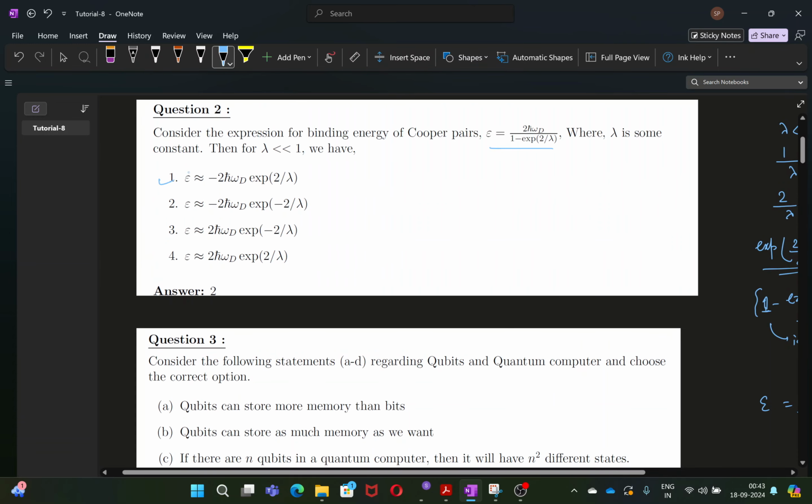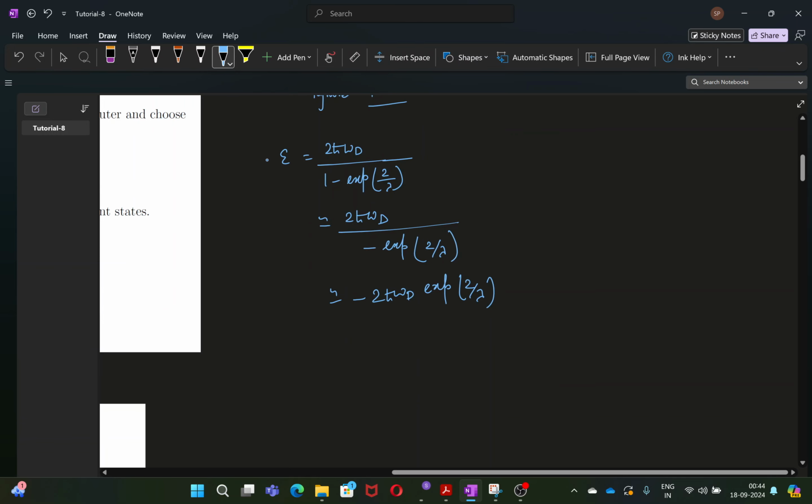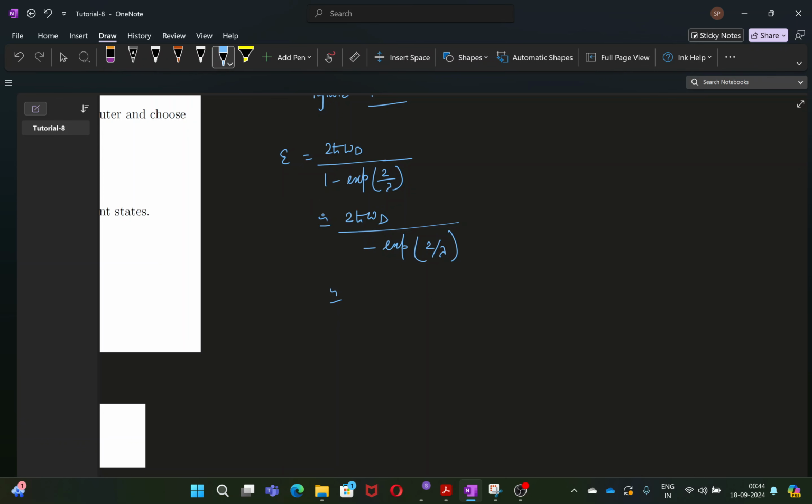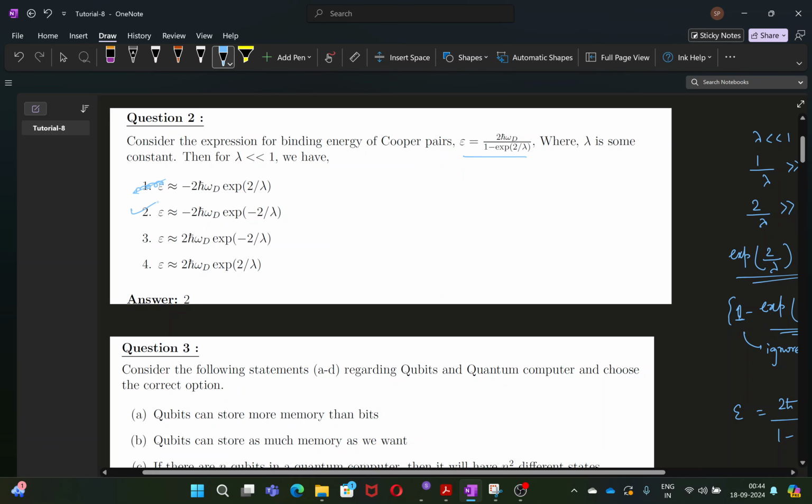So I think this is, oh sorry, this is not the right option, because this has no minus sign, but in this case there will be a minus sign. Sorry, I have also missed it here. So this is just minus 2 squared omega d to the power of minus 2 by lambda. So the right option will be this option.